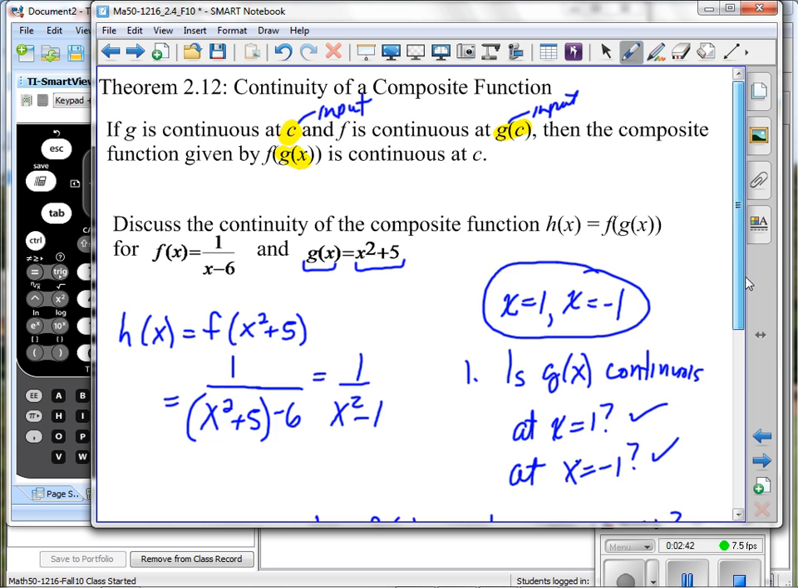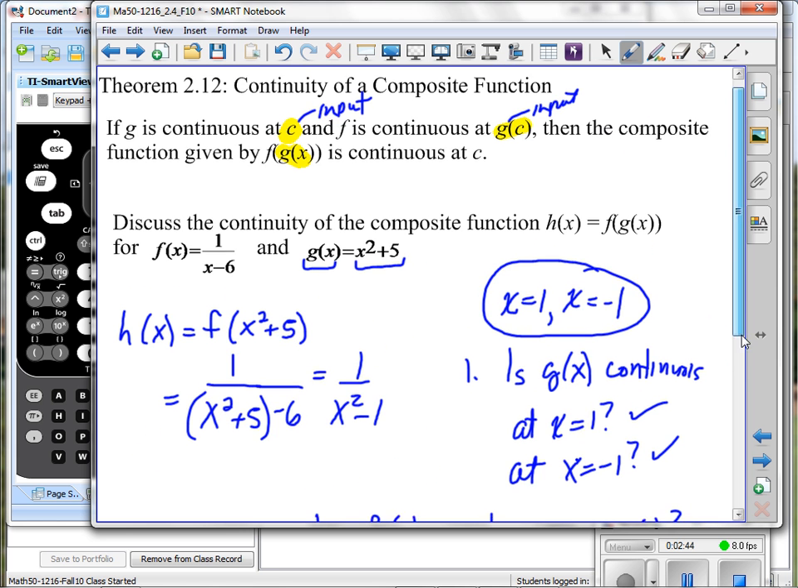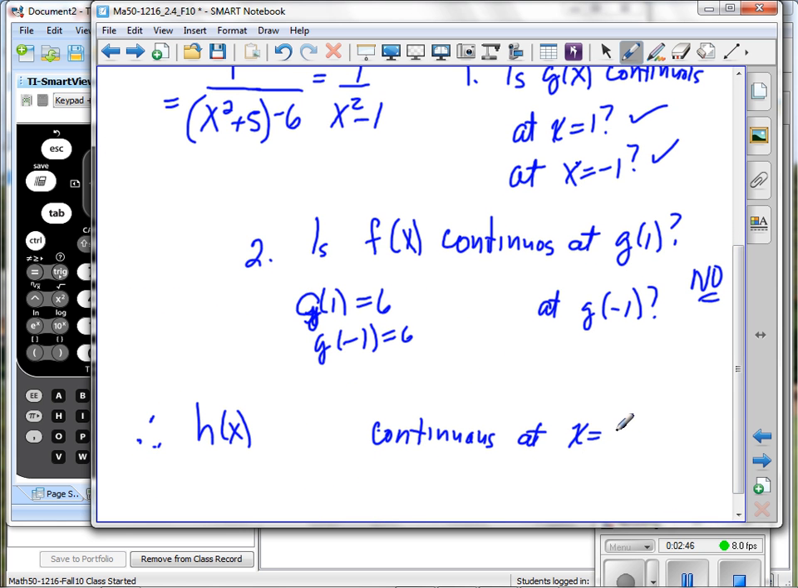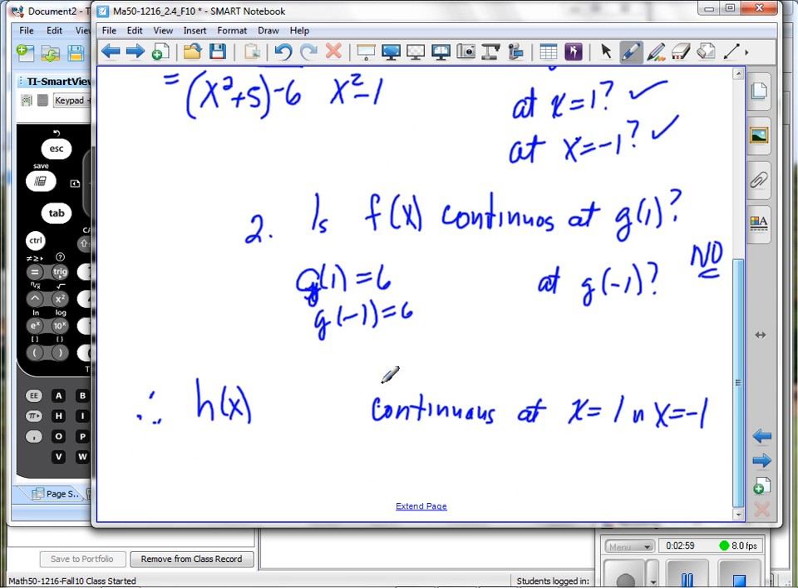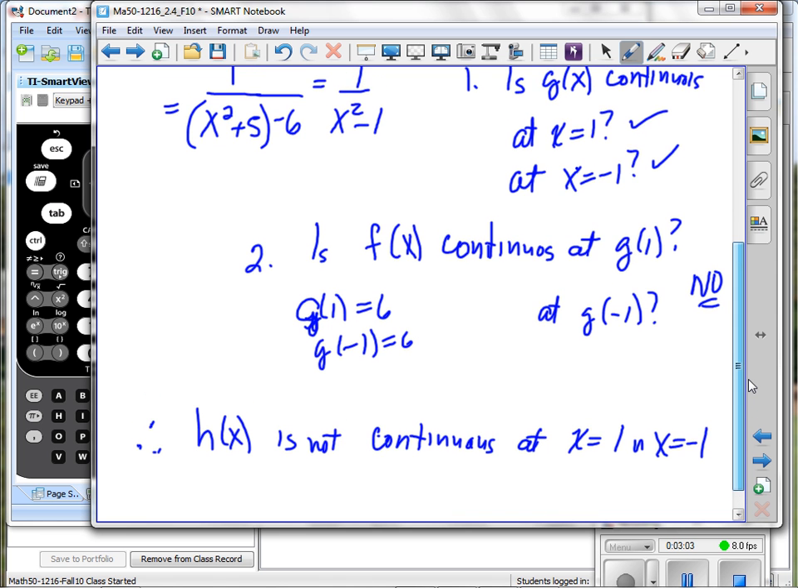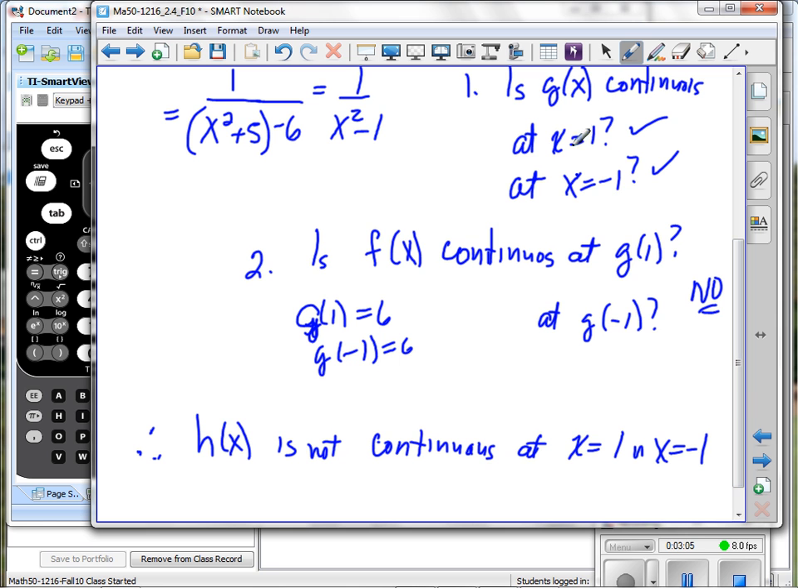At c. Okay, so let's see. Is the composite continuous at 1 or negative 1? Is or is not? What do you think? Is not. There's h of x. Okay, so is not. Okay, so we're using the knowledge about function g of x and the output of g of x and function f of x, and that tells us something about the composite function.